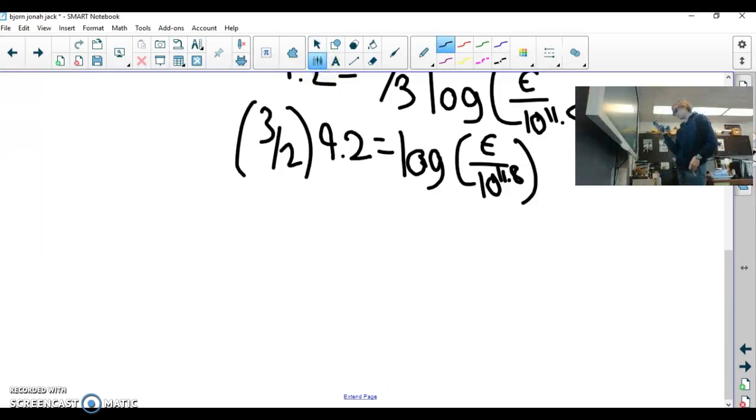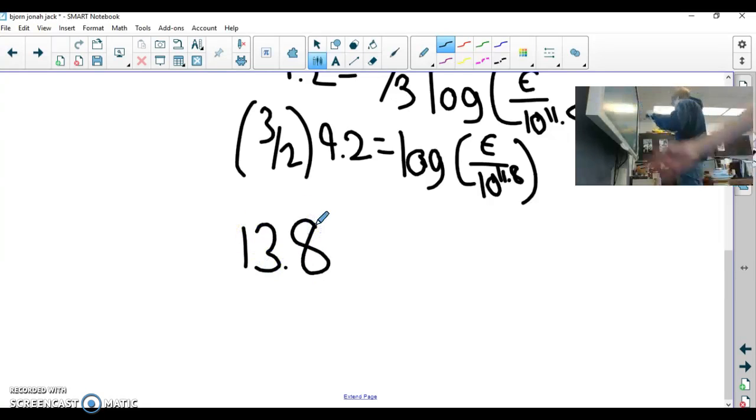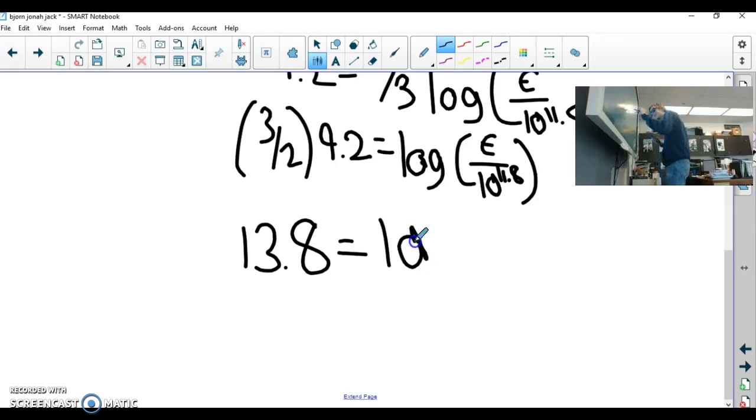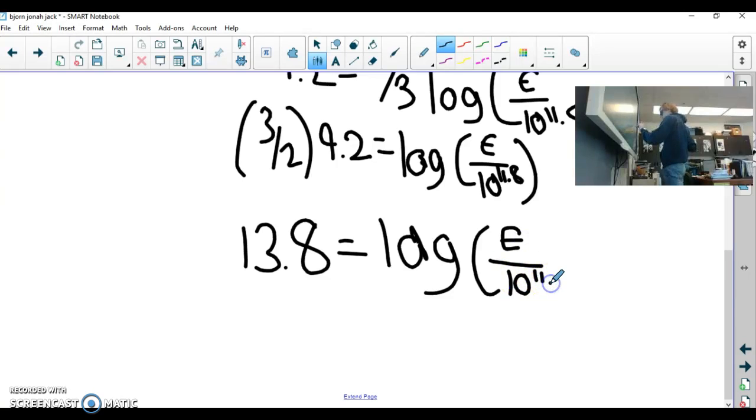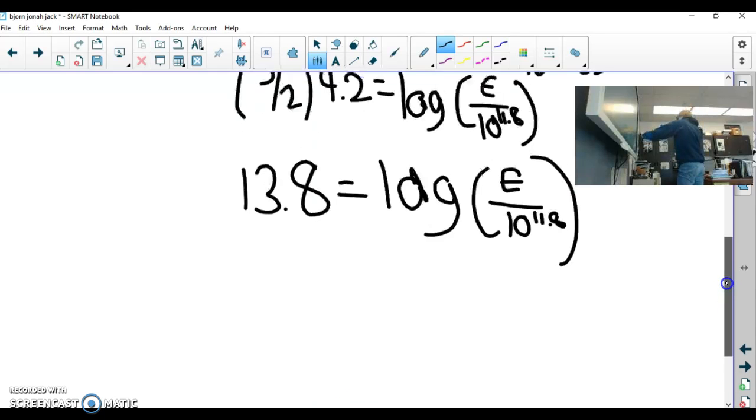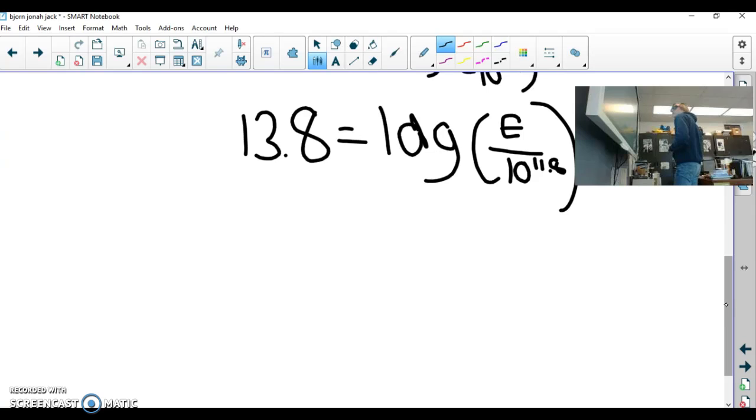Alright. So let's just calculate that out. 13.8 equals log E over 10 to the 11.8 power. That is log, not lag.